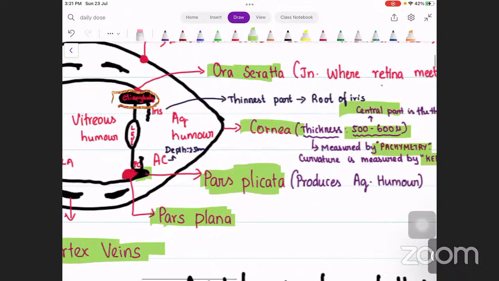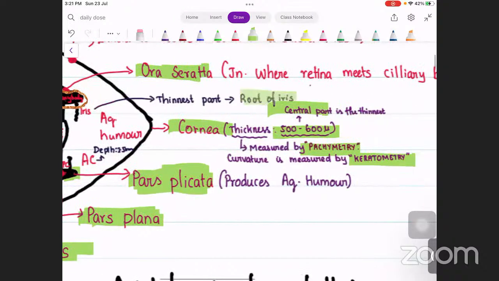The thinnest part of the iris is called the root of the iris. Iris is also called the goddess of rainbow, because it gives color to your eye.